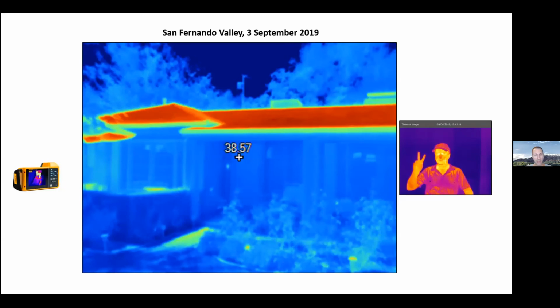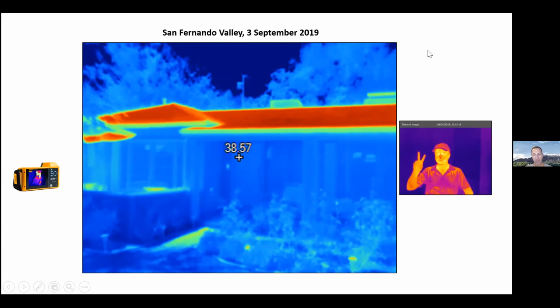So this is kind of interesting. This is a thermal image that I took from a thermal camera in the San Fernando Valley during a heat wave. This is during the afternoon. I was at a friend's place of mine. And you can just see the drastic difference between the temperature of the roof during this time and the rest of the house and the vegetation.